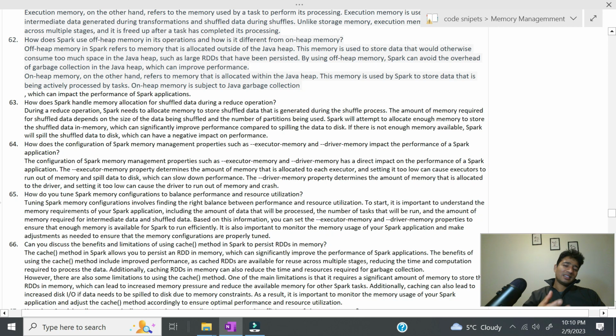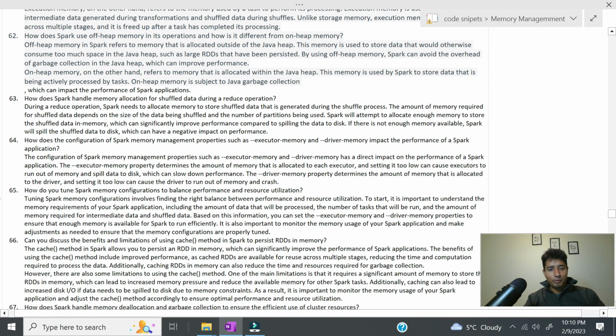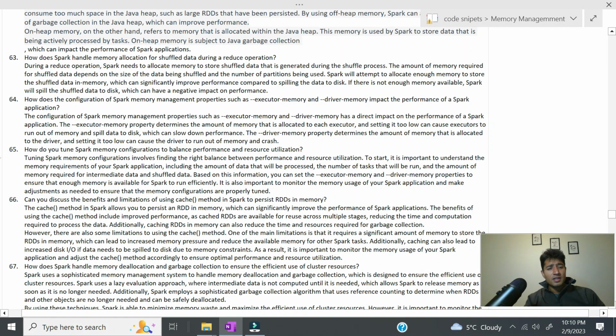So this is not related to reduce operation only. It can be related to any operation which causes a shuffling operation, right? So this is an important question again as well. How does configuration of Spark memory management, such as executor memory, driver memory, impact the performance of the application?